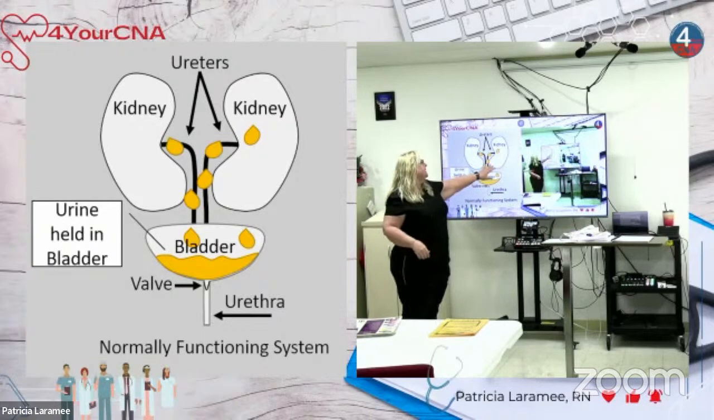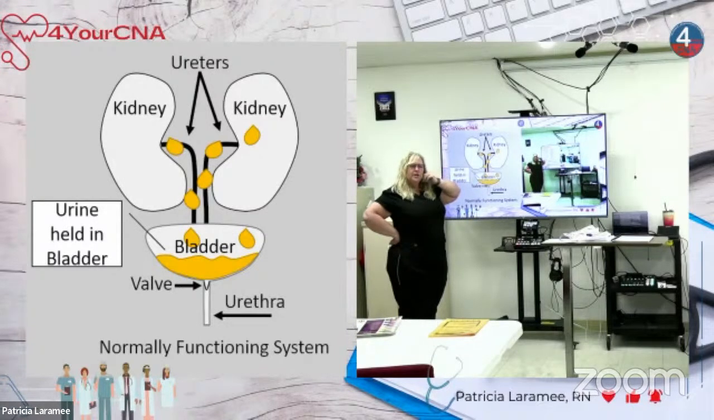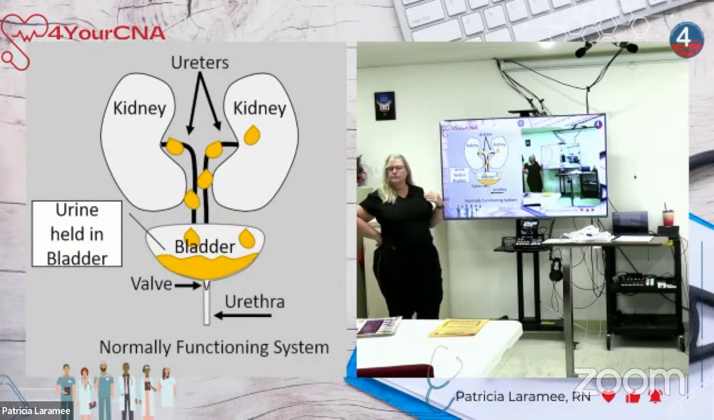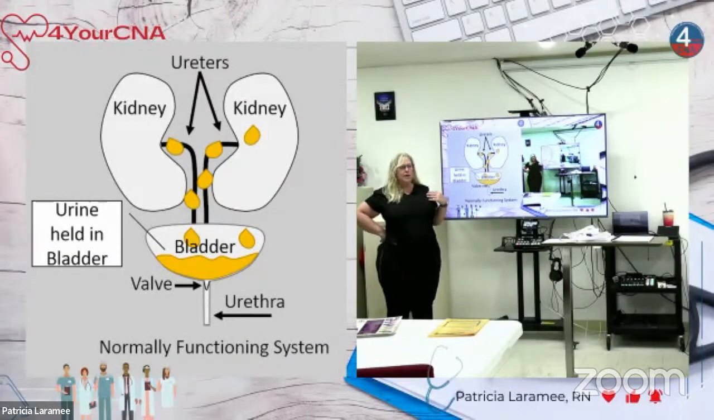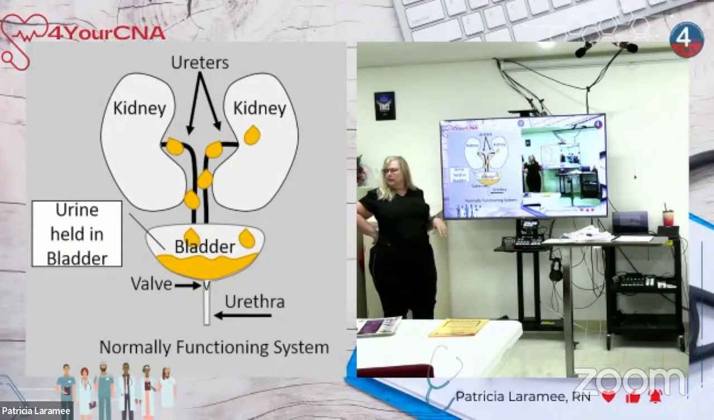We have kidneys. Those kidneys filter blood how often? How often do kidneys filter blood? All the time. 24 hours a day, never stops, never sleeps, no lights out. They're always working. They're filtering blood and they're producing drips of urine. Those drips go down tubes called ureters. And they collect in the bladder. Remember, the bladder is nothing more than a Ziploc bag.